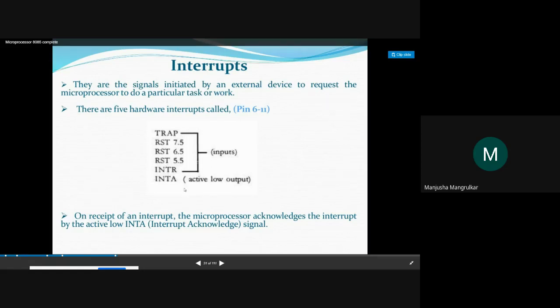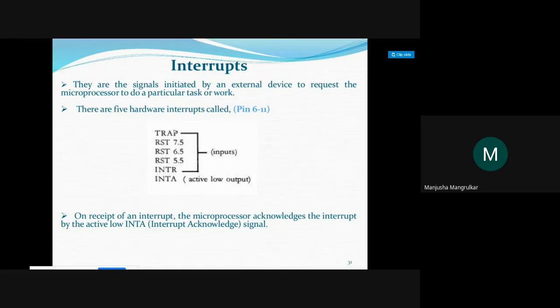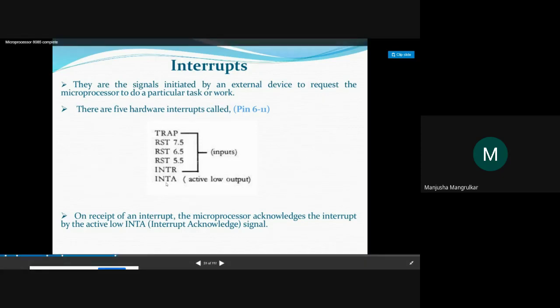And these are the acknowledgement signals. We have accepted the trap interrupt signal, and now it is acknowledging to the others, "Yes, I have accepted." So these are the acknowledgement signals. On receipt of the interrupt, the microprocessor acknowledges the interrupt by the active low signal, that is INTA, interrupt acknowledgement.